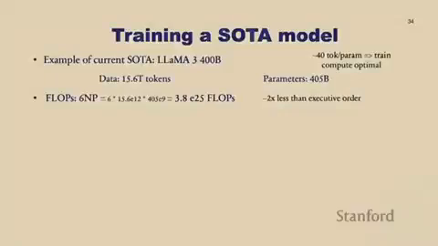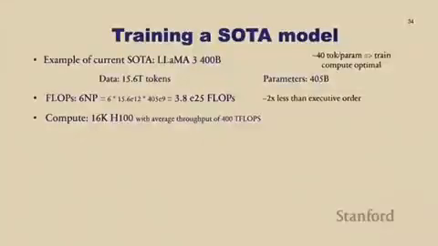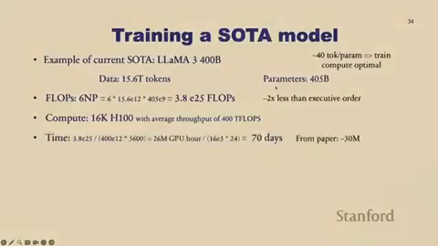So P is parameters, N is data, number of tokens. This is just an approximation. Compute: we know that they train it on 16,000 H100s, and we know the throughput they set it to. So if you do the computation, it takes around 70 days, or 26 million GPU hours. At least that's with my back-of-the-envelope computation.